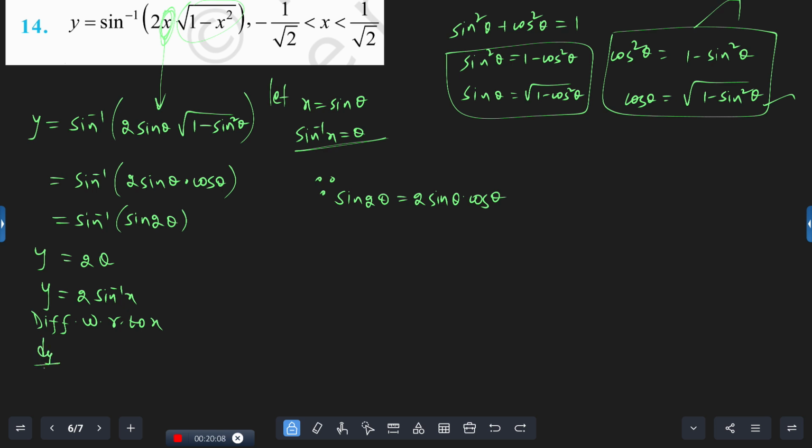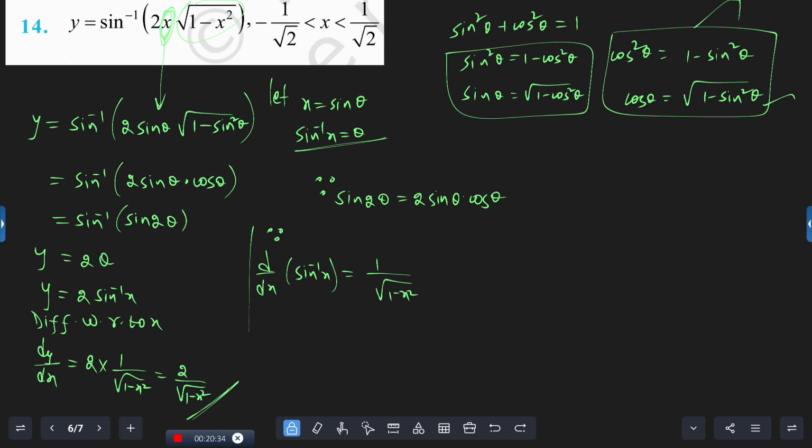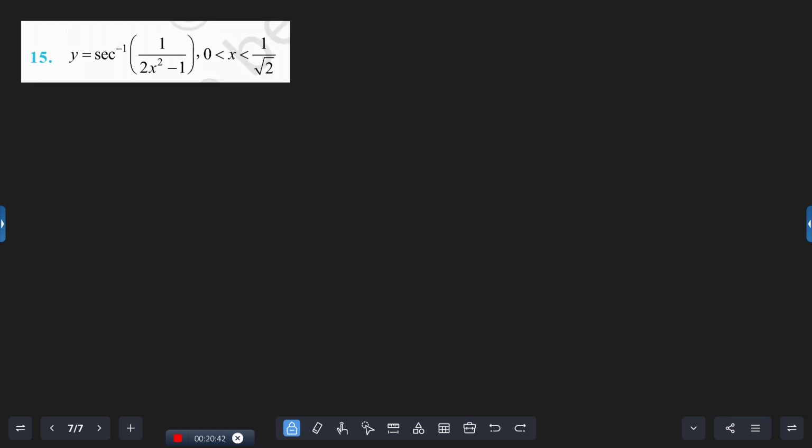When you differentiate, dy divided by dx, multiply 2, let it be. What do you think about the derivative of sine inverse of x? Yes, 1 divided by square root of 1 minus x square. That is the formula for the derivative of sine inverse of x. So when you simplify, 2 into 1, it is 2 divided by square root of 1 minus x square, my final answer for question number 14. Is it okay? Right, the last question we will go to, question number 15 in this exercise.